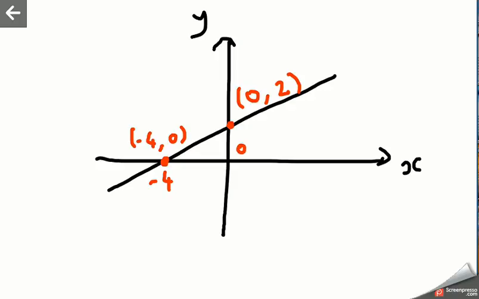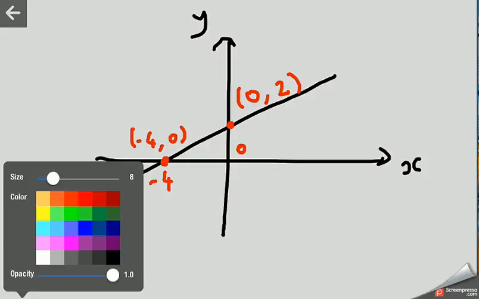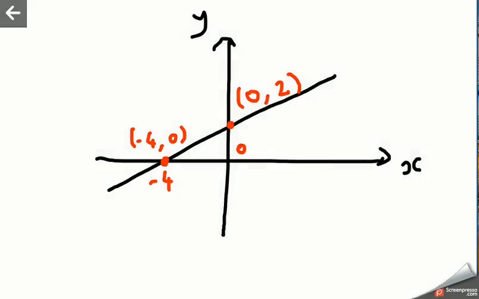Well, how do I find the equation of my line? I know that the equation of my line takes the form y of x equals mx plus c. That's the function by which this line is represented. And I know that m is the gradient. Well, the gradient is equal to the rise divided by the run. This distance here is the rise, and this distance here is the run. How do I find the rise and the run?